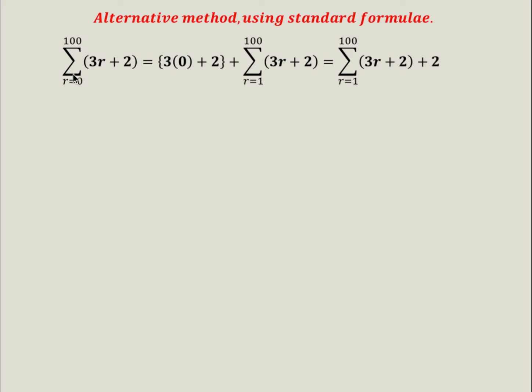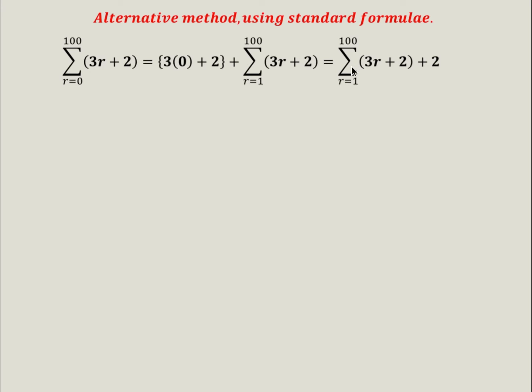To use the standard formula, we have to be careful here because the standard formulas are applied in the case where the lower limit is 1. And since we have the lower limit 0 and not 1 in this case, we have to be strategic in that we pull out the first term, which is obtained when r equals 0. So we'll get 3 into 0 plus 2, plus the sum of the terms now from the lower limit being 1 to the upper limit, which is 100, of 3r plus 2.